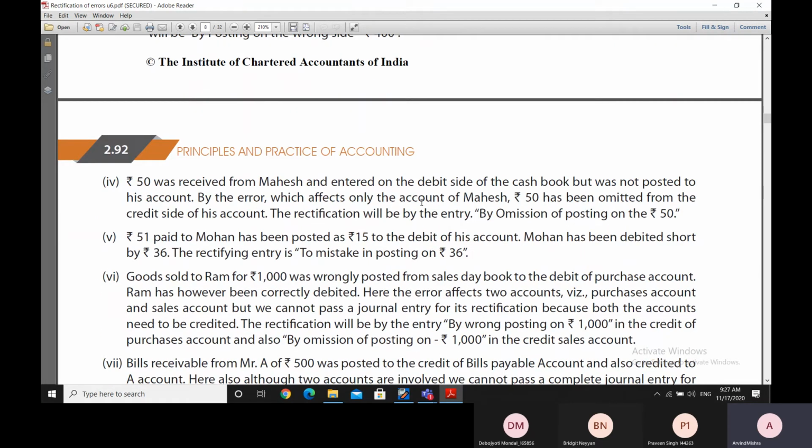Now the fourth example is rupees 50 was received from Mahesh, and this rupees 50 has been entered on the debit side of the cash book, but it was not posted to Mahesh's account. So only a single entry has been made rather than a double entry. The cash book has been debited correctly, but Mahesh's account has not been credited. Now this error is affecting only Mahesh's account. So rupees 50 has been omitted from the credit side of his account. So we'll make a rectification entry in Mahesh's account by giving a description "by omission of posting, rupees 50."